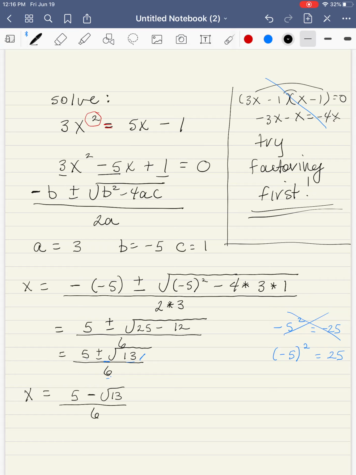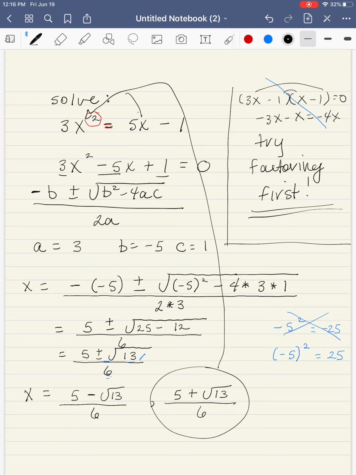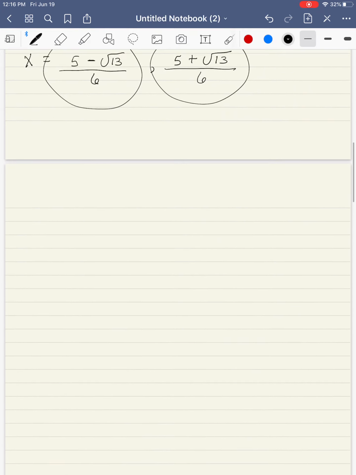We have 5 minus the square root of 13 over 6, and we have 5 plus the square root of 13 over 6. And these are two different irrational answers, but they are solutions. If I were to take either one of these numbers, this is a single number here, and plug it in for x here and here, work it out, I would get a true equation. Same thing with this one. So we have two different solutions. Let's look at another one.